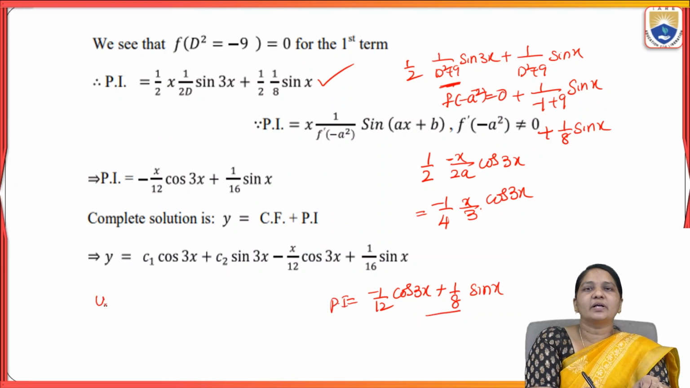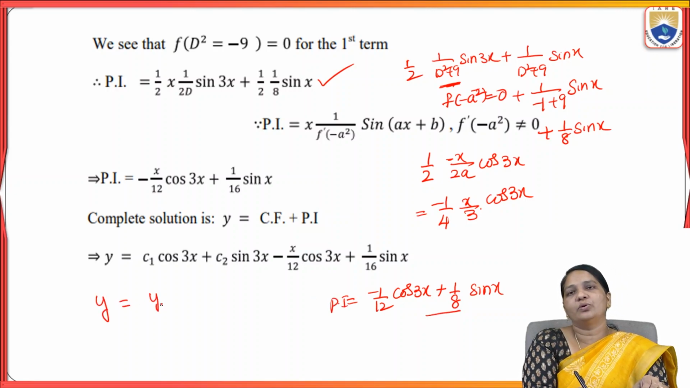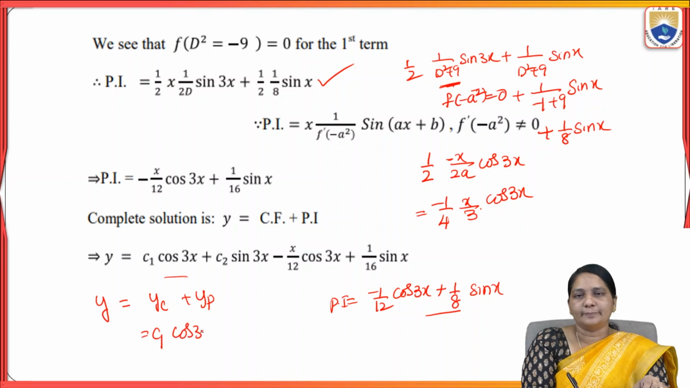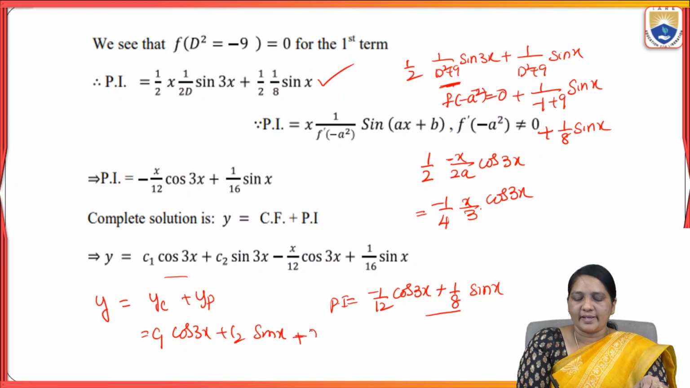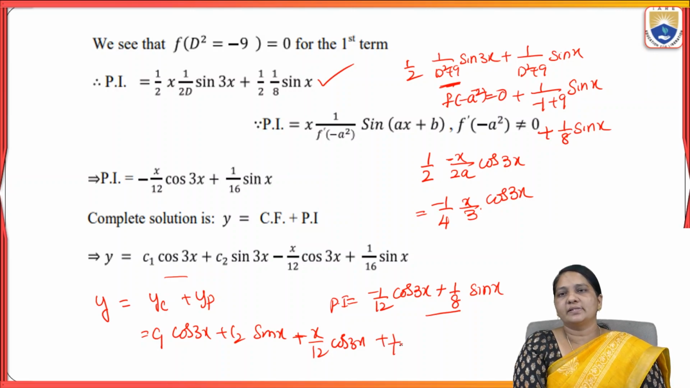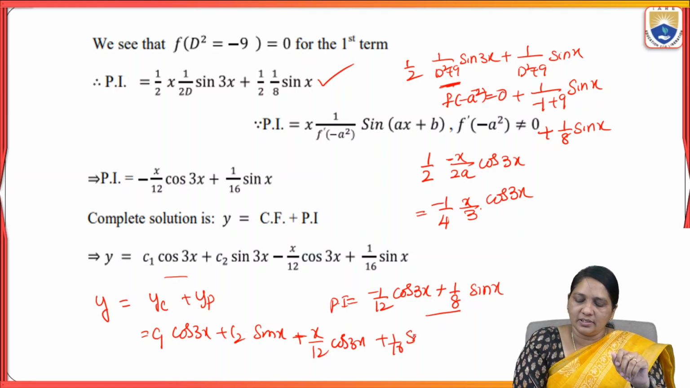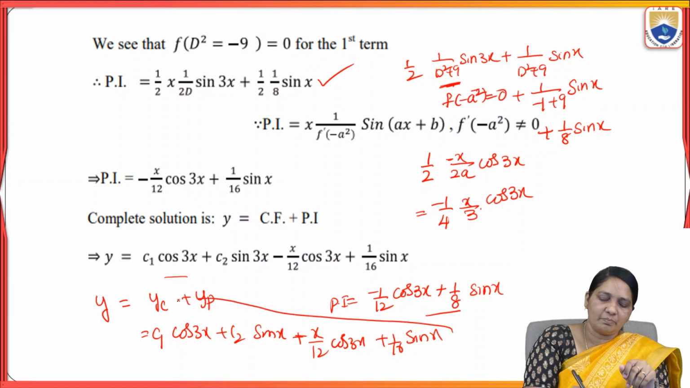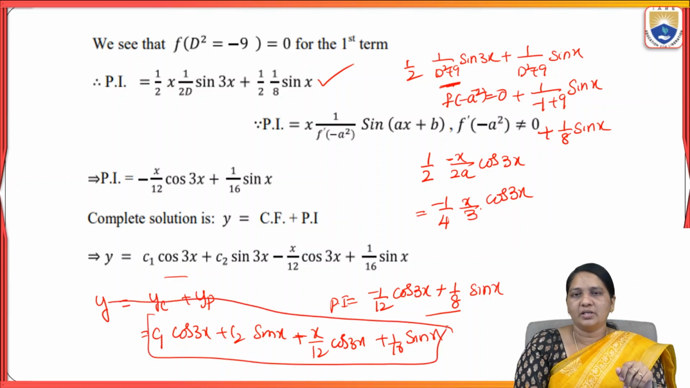So this is the particular integral. So finally what is the complete solution? It's y equal to yc plus yp. So what is the yc value? c1 cos 3x plus c2 sin 3x plus minus x by 12 cos 3x plus 1 by 8 sin x. So this is the complete solution of the given equation.